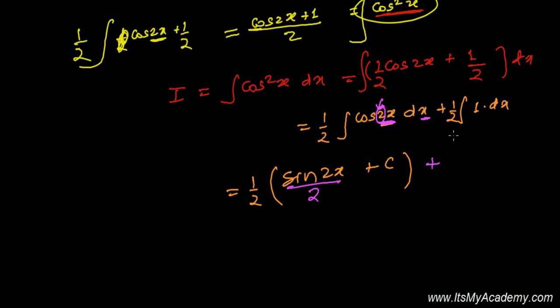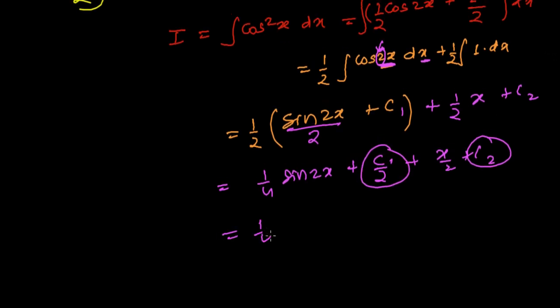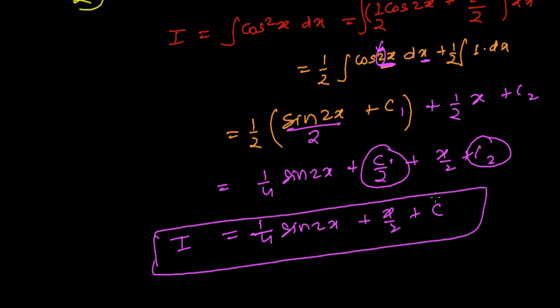And integration of the other term is half the integration of 1, which is simply x plus constant 2. And my answer is 1 by 4 sine 2x plus constant by 2. Let's say this is constant 1, so constant 1 by 2, and again x by 2 plus constant 2. So in place of constant 2 and constant 1 by 2, I can together write one big constant: 1 by 4 sine 2x plus x by 2 plus constant, and that's my integral. This is how we have to solve, using the trigonometric identities.